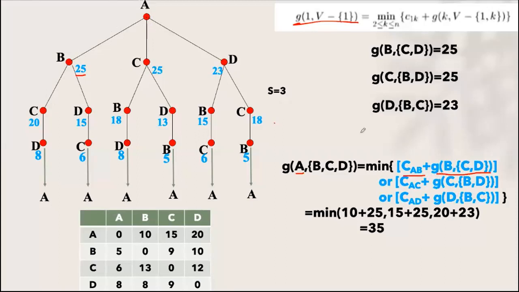Next, cost of A to C, then C to B or C to D. That also we know the results. Next, cost of A to D plus D to B or D to C. Okay, that is this one. So 10 plus 25, 15 plus 25, and 20 plus 23. Among these three, this is the minimum. Okay, 10 plus 25, that is 35. So we are going to take this path from A to A.